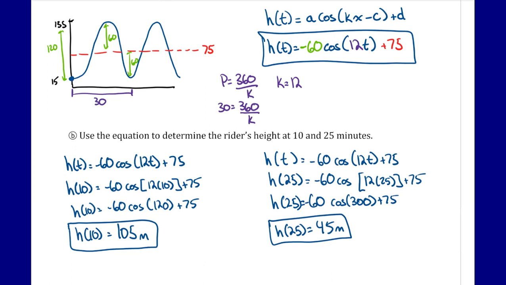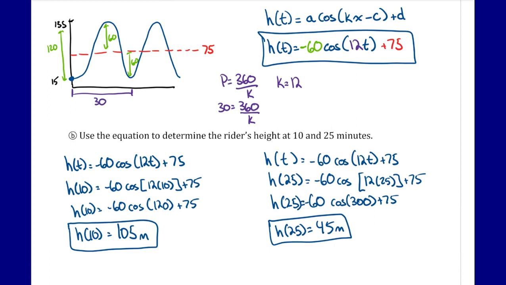So looking at these two values, this does make sense based off of our sketch, right? 25 minutes is close to the end of a full cycle, so we should be getting closer to 15. And at 10, we are about a third of the way through, so we should be just before reaching the top. So 105 does make sense as well.